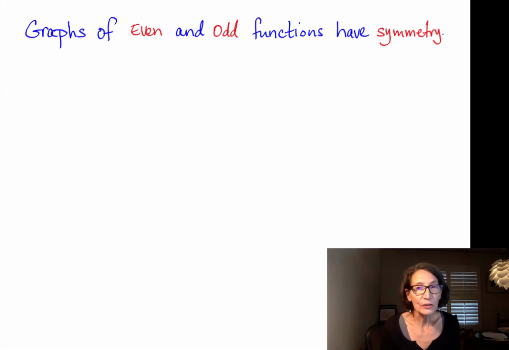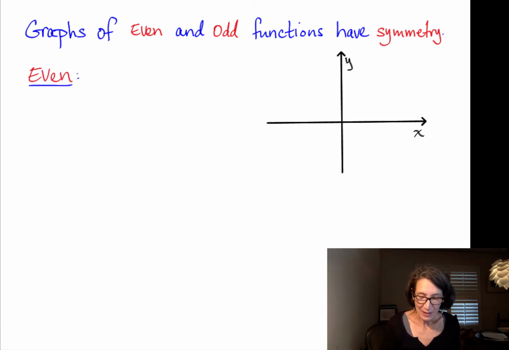In this video, we're going to look at why even and odd functions are called symmetric functions. It has to do with their graphs. Let's look at what it means to be the graph of an even function. So remember the definition of even function. It's f of negative x has to be equal to f of positive x.